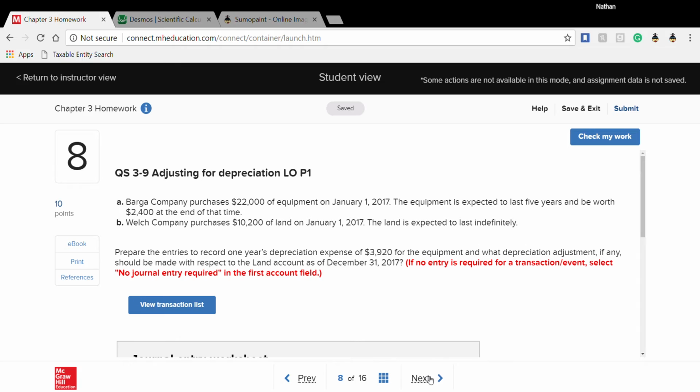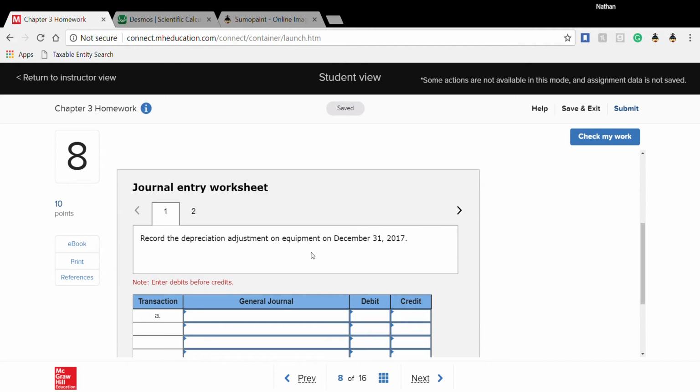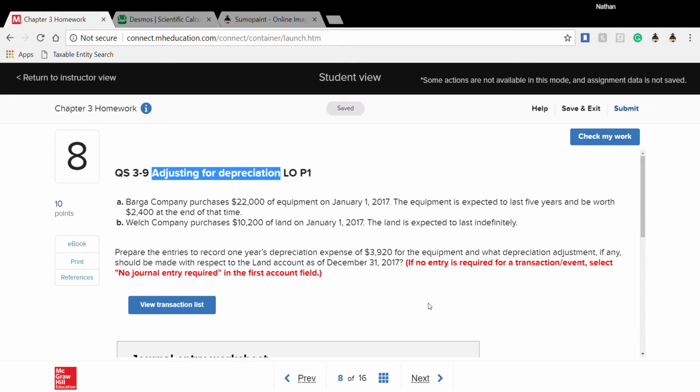Now here comes question number 8. Question number 8, as you can see up here, the title itself says adjusting for depreciation. So we're bringing in depreciation. How is it working? How does it happen? And we have two examples. One, we again have Barga Company. So again, as you can see, it doesn't give us a journal entry. So we're going to do it up here.